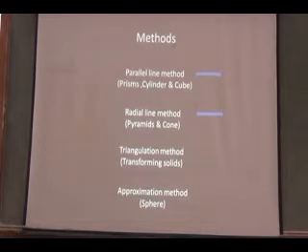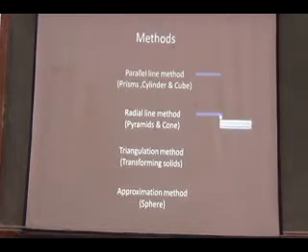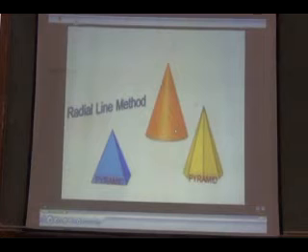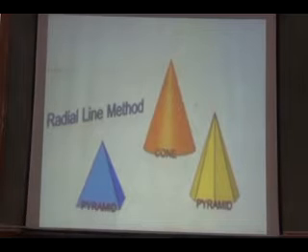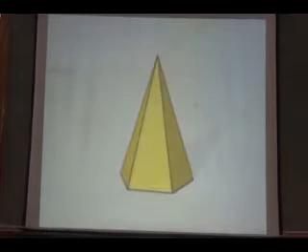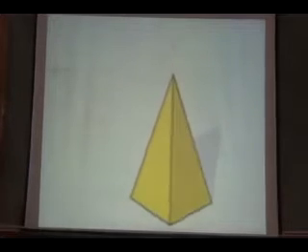It is generally used to develop cones and pyramids. You see these pyramids, tetrahedra, right? Any slant surfaces you have, not regular vertical surfaces, slant surfaces of solids, you can develop in the radial line method.